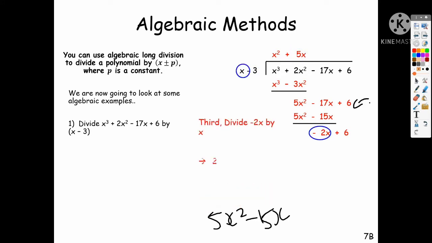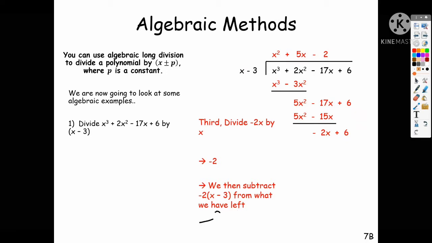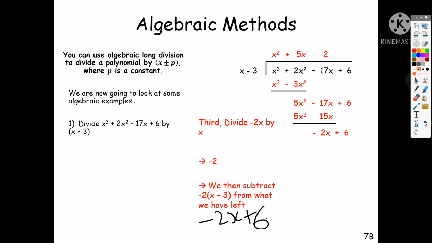Minus 2x by x, and we get minus 2. And then we do minus 2 lots of x minus 3. So we get minus 2x, and minus 2 times minus 3 is plus 6. So that's what we'll put underneath and perform our subtraction. And we get left over with 0. So the answer is x squared plus 5x minus 2, and there is no remainder.